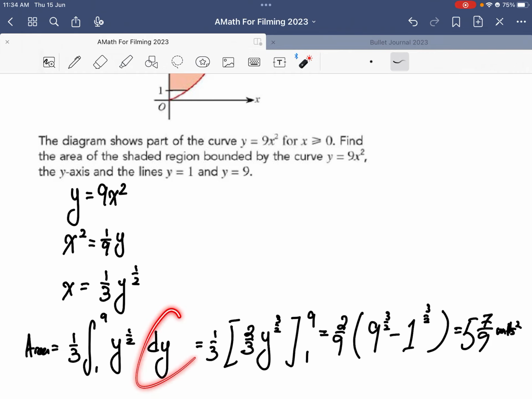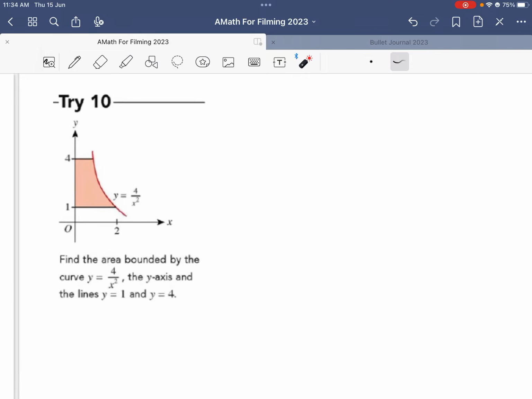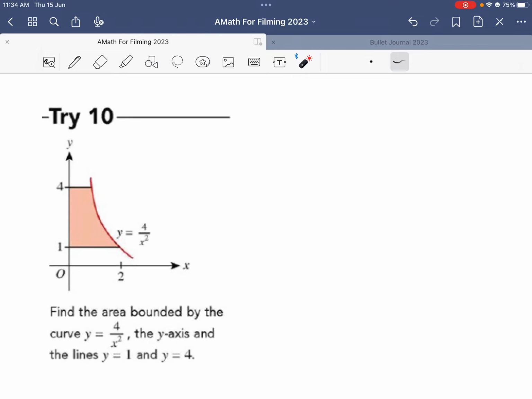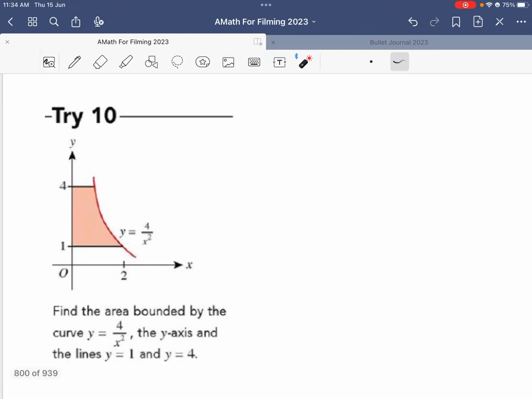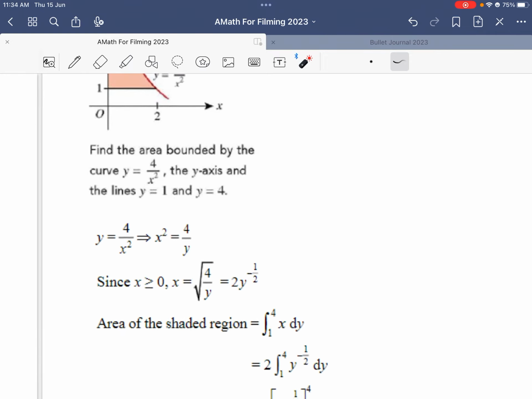So the main learning point here is we're integrating with respect to y. Please attempt try 10. I won't speak so much about this. I think it's quite doable. And when you're ready, unpause the video. And we have try 10.